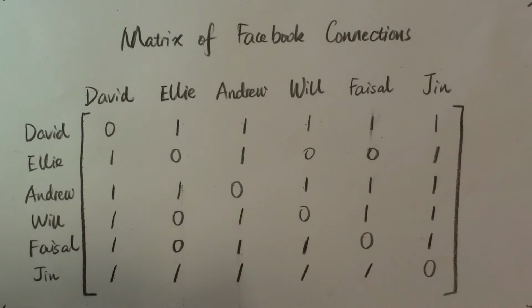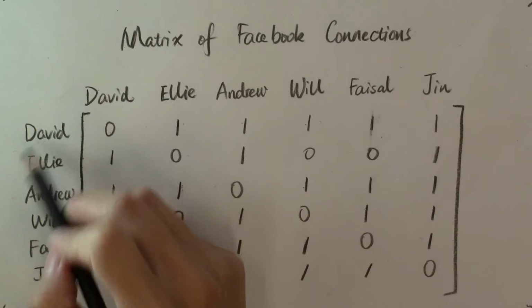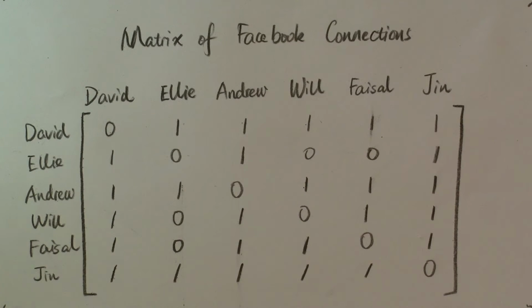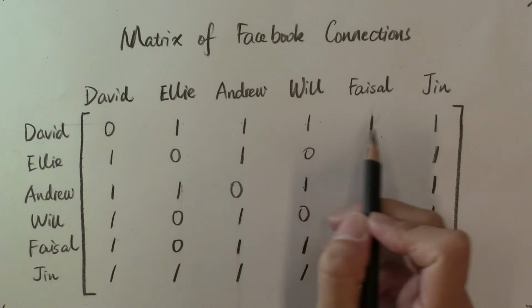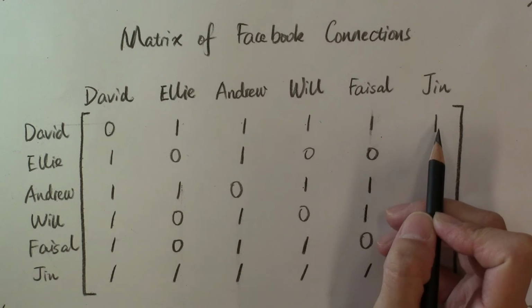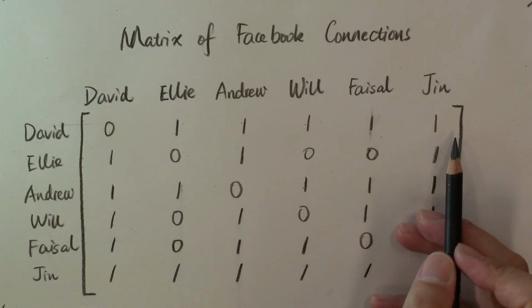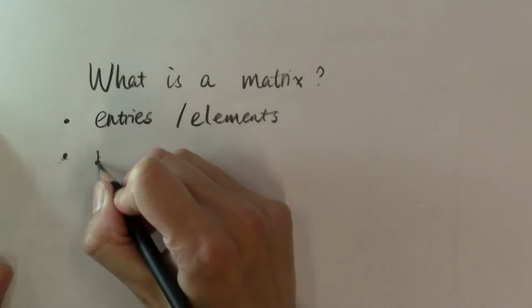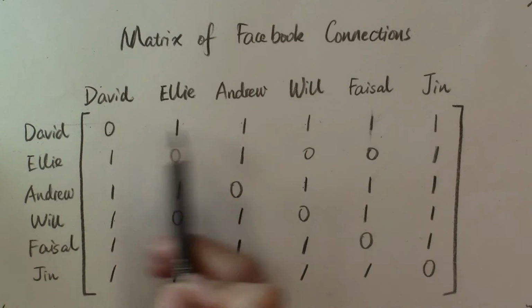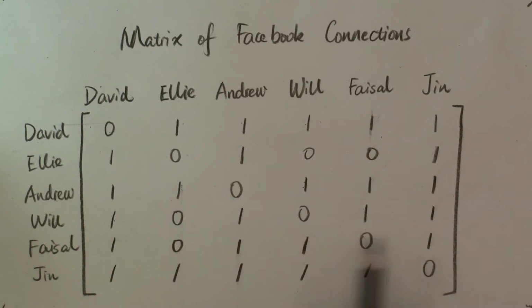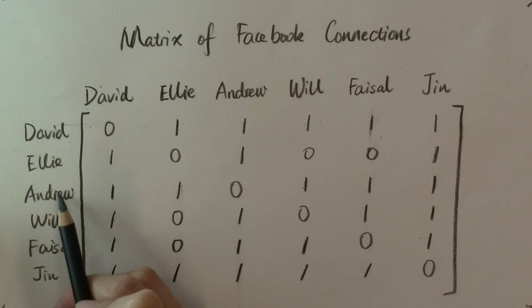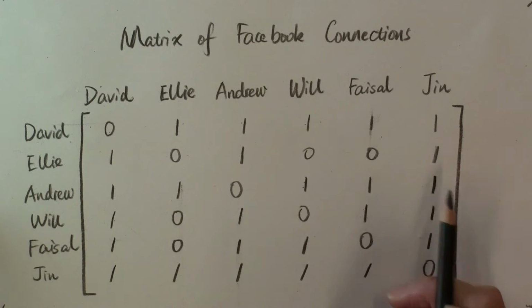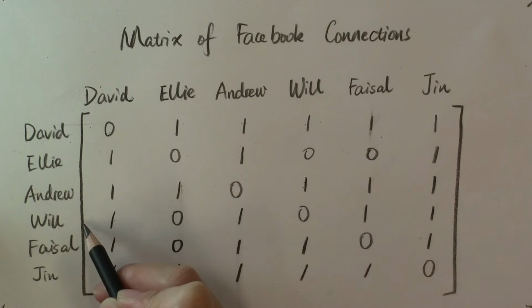Now let me ask you, how many connections does David have in this network? 5, you say? How did you get that number? That's right, one way to figure that out is to look at the horizontal array that describes who's connected with David. This horizontal array is called a row of a matrix. Each row of this matrix tells us about the connections of one specific person. For example, the third row is about Andrew's connections, and the fourth row is about Will's connections.